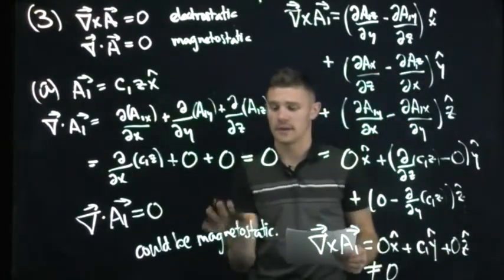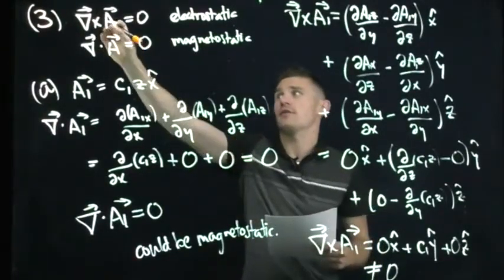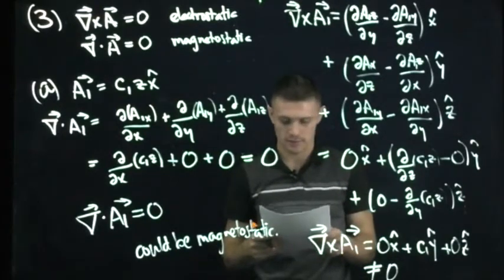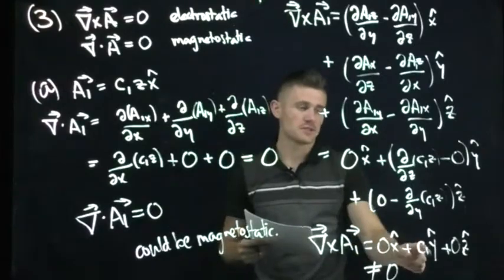So this field can be magnetostatic, but it cannot be electrostatic, because we need the curl of a vector field to be equal to 0 in order for it to be electrostatic. So again, we have the divergence of A1 is equal to 0, and the curl is equal to C1 y hat.